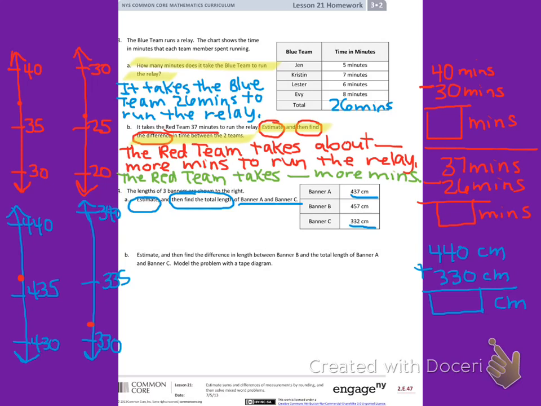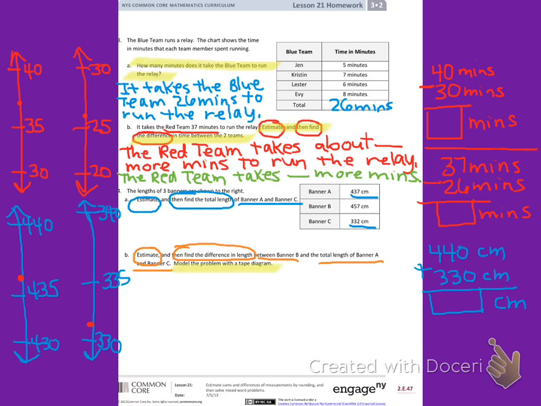Item B. Estimate and then find the difference in length between banner B and the total length of banner A and C. Model the problem with a tape diagram. Now I will underline the important information and circle the key words. I will circle estimate to remind myself to do that, and then find the difference in length. I will circle that. I will underline between banner B and the total length of banner A and banner C. And then I will highlight, model the problem with a tape diagram.